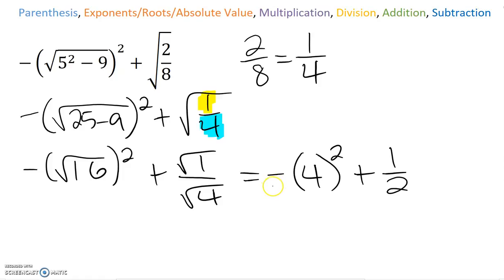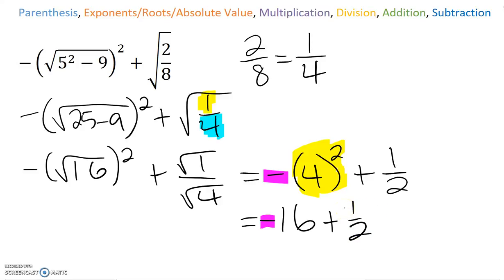Now from here, we have the negative sign out front. But remember, what we have to think about first is the parentheses, okay? And then we have to do our exponents. So that's what we're going to do. But we are going to leave that negative sign out front. It is not associated with this exponent. These two, the base and exponent, go together. The negative sign just follows it along. So here we get negative 16 plus 1/2.